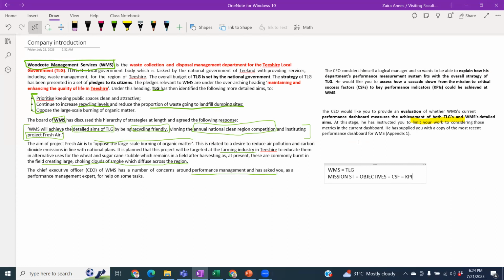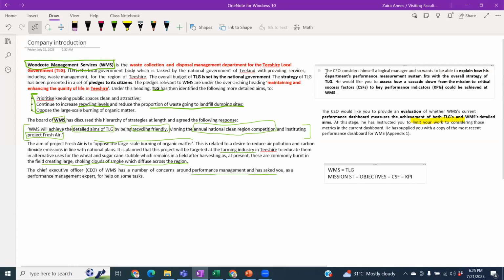Mission statements define objectives. We make objectives with respect to the mission statement. Then we develop what are the critical success factors for the achievement of those objectives. And then we identify what should be the KPIs for the CSF, what performance indicator we should measure if we really want to achieve the critical success factor. So this is basically how you drill down from mission to KPI. So he would like you to assess how cascade down from the mission to critical success factor to KPI could be achieved at WMS. So what WMS is doing with respect to this. Right. This is basically what you have to discuss with respect to performance hierarchy.